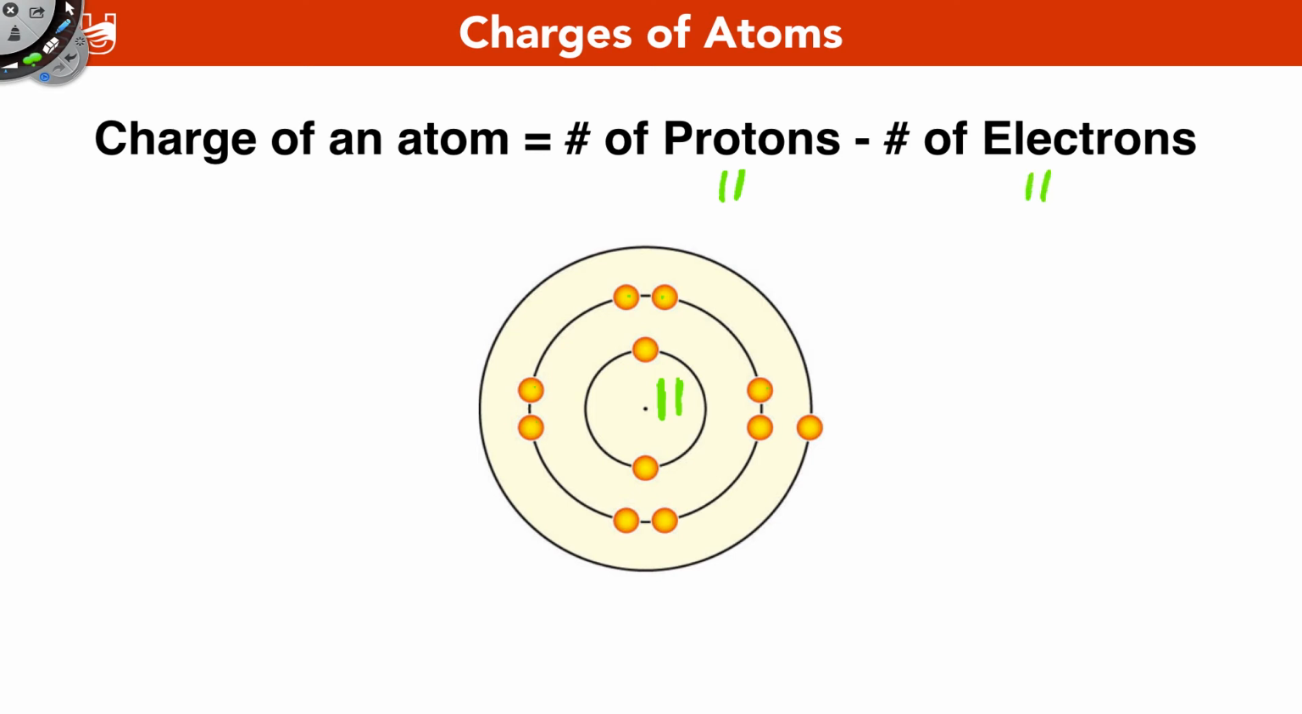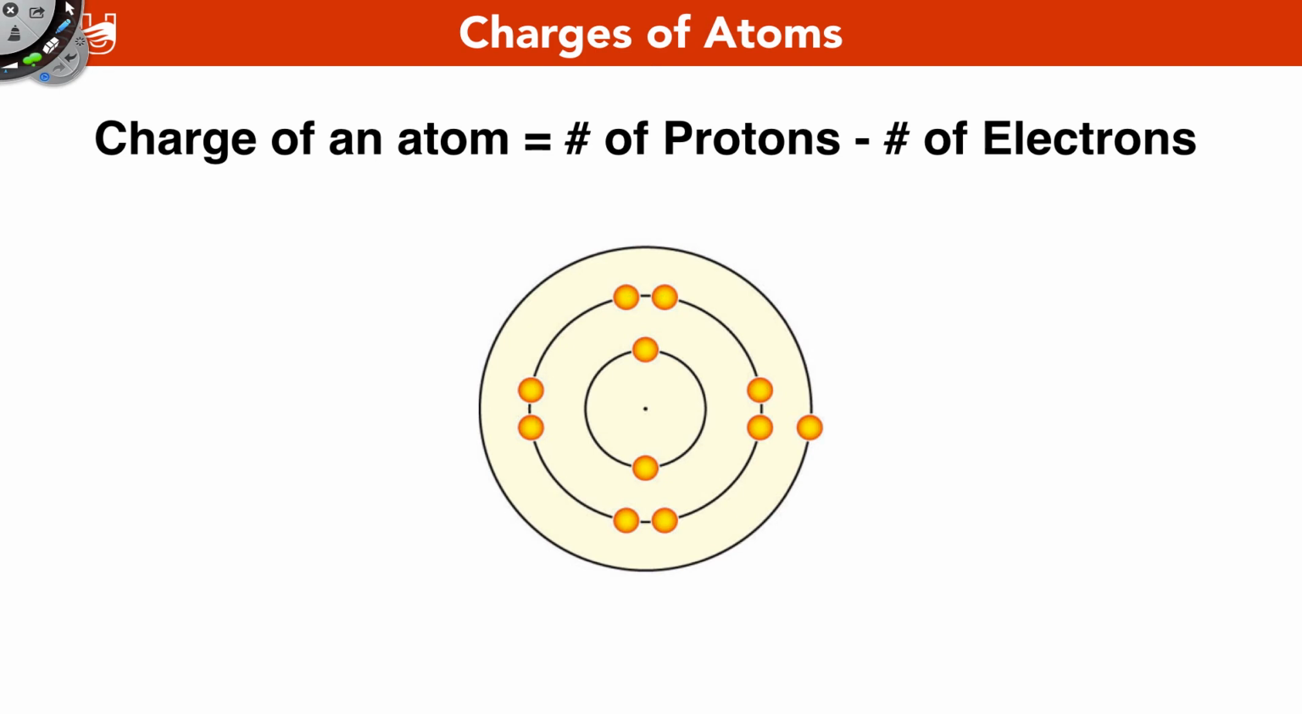What charge is this atom? Well, 11 minus 11 equals 0, right? So this atom has no charge. If I said there's 11 protons, has 11 electrons, 11 minus 11 is 0, right? So this atom right here has no charge.